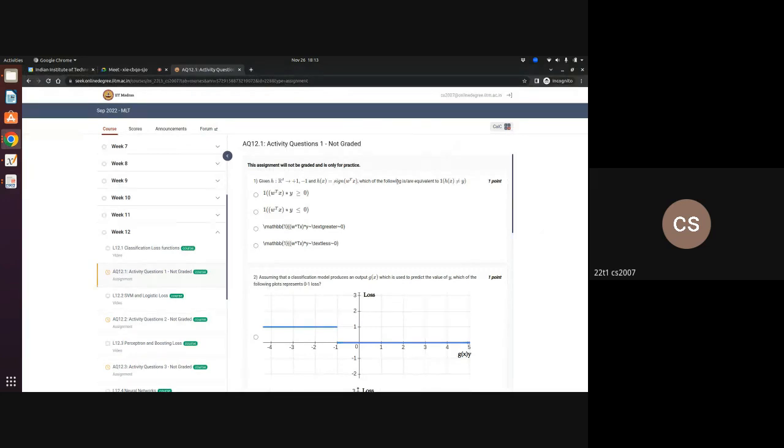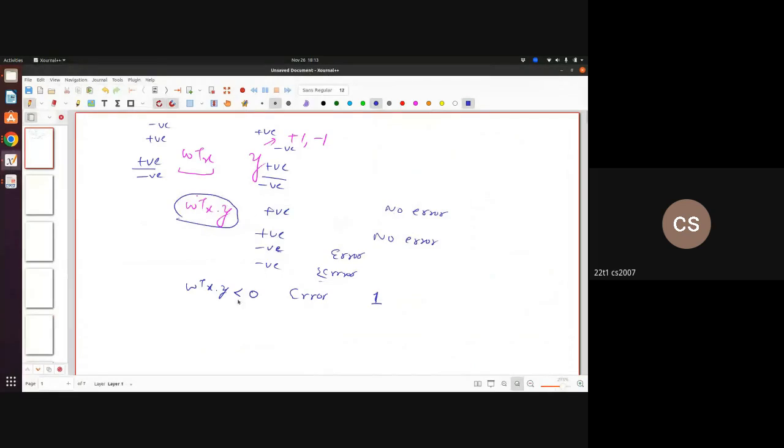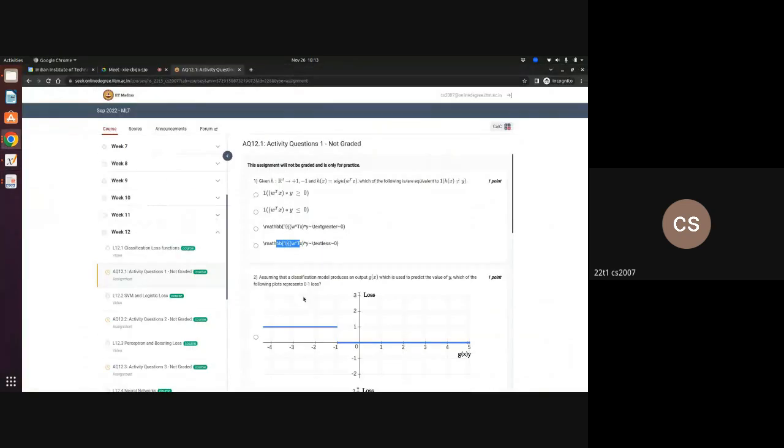So that's what we are asking. h of x is equal to sign of W transpose X. If you are not looking at the sign, you're just multiplying W transpose X with Y. The error will happen when the multiplication of W transpose X and Y is less than 0, right? That's what we saw. So the fourth option is the correct one.